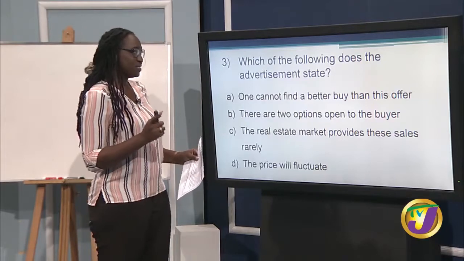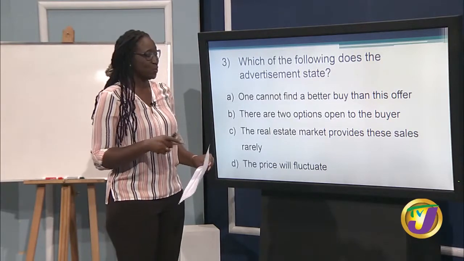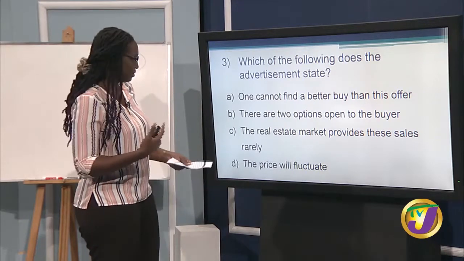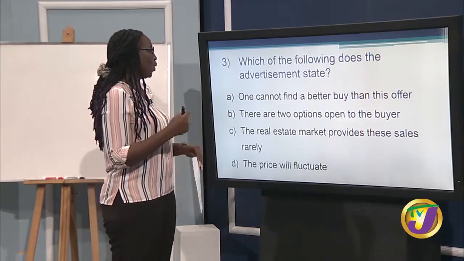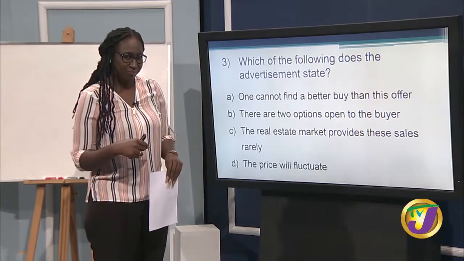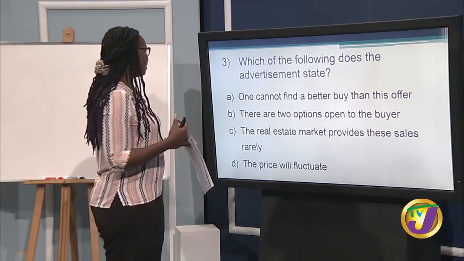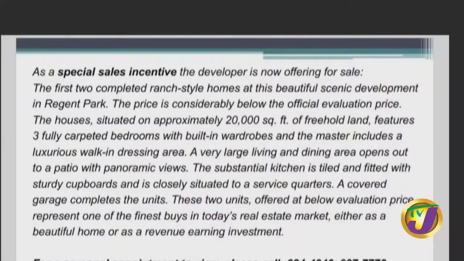Which of the following does the advertisement state? So one of these things actually occurs in the advertisement in one way or another. They actually say this. So did they say, one cannot find a better buy than this offer? Did they say there are two options open to the buyer? Did they say the real estate market provides these sales rarely? Or did they say that the price will fluctuate? Which of these is said in the ad? Look carefully. What do they say? Something is there that you should know.